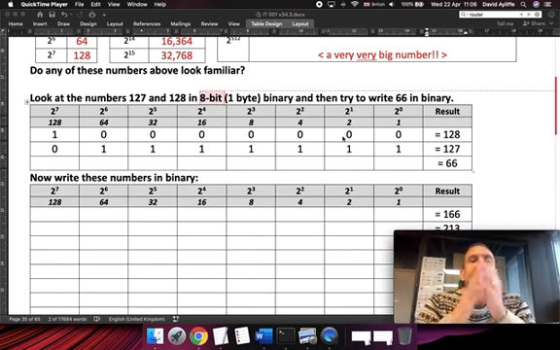So, how to write 66? Yeah, that's the question. All right, so have a go at that. Pause the video, and you can resume when you think you have something.